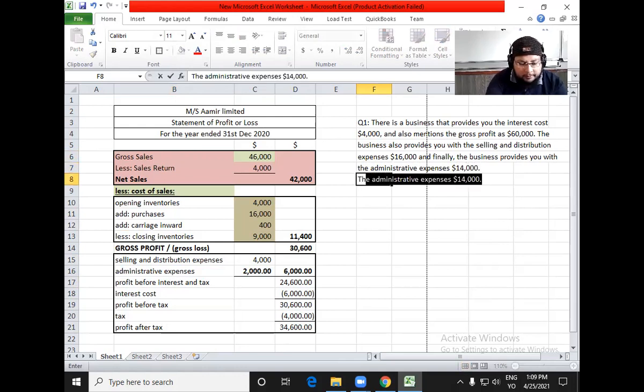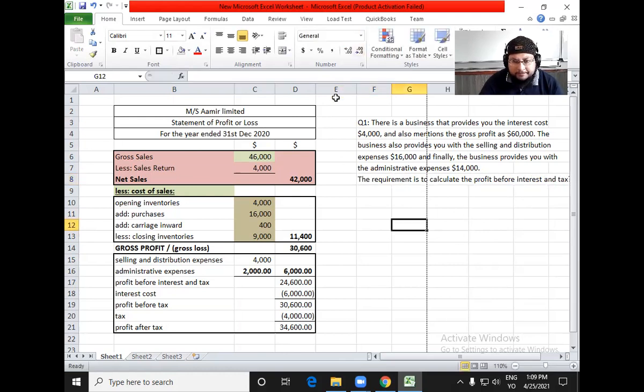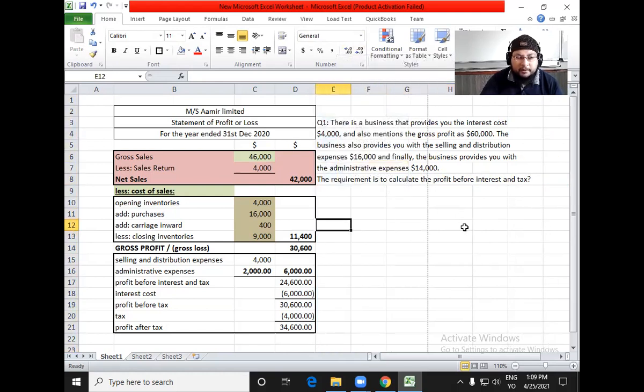The requirement is to calculate the profit before interest and tax. So here you can see the requirement. The requirement is to find out the profit before interest and tax.